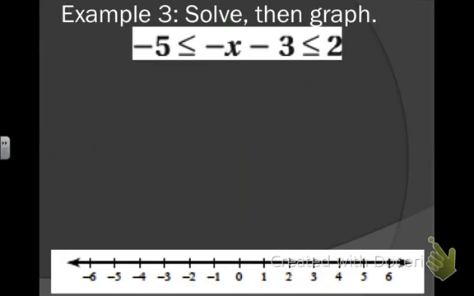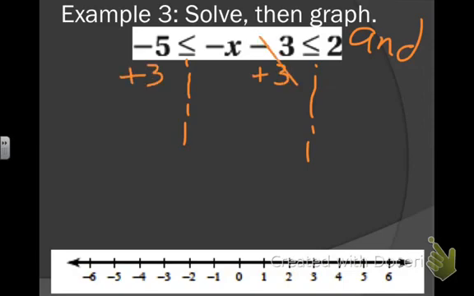Alright, one more example. Again, this time I have, and I like the second way better. Whatever works best for you is just fine, but I'm going to make sure that whatever I do to the middle, I do to all sides. So, first thing I'm going to do is add 3. Add 3, add 3. Negative 5 plus 3 is negative 2.